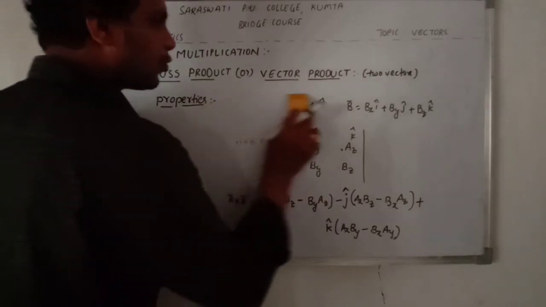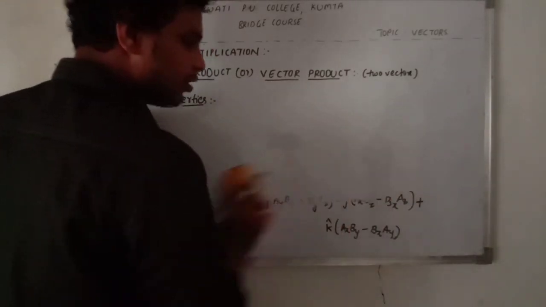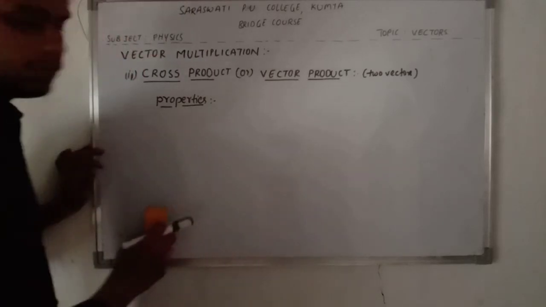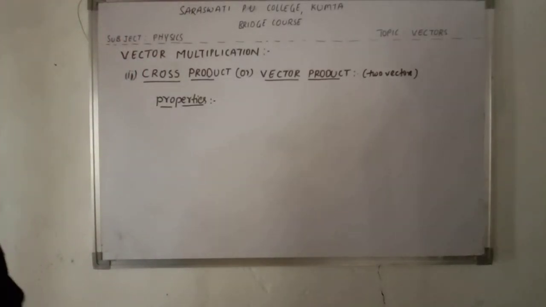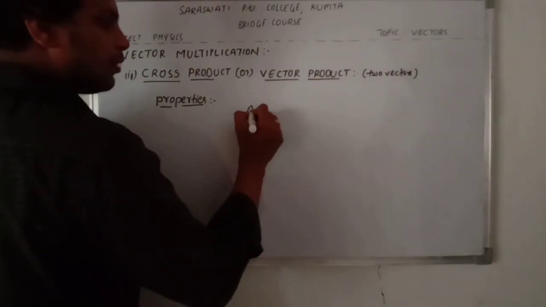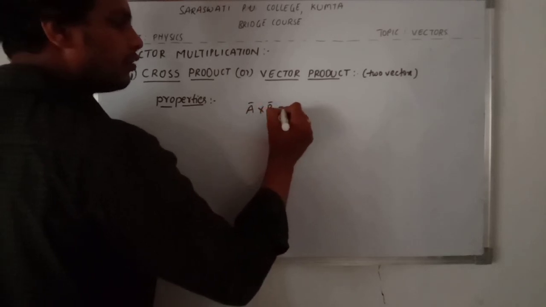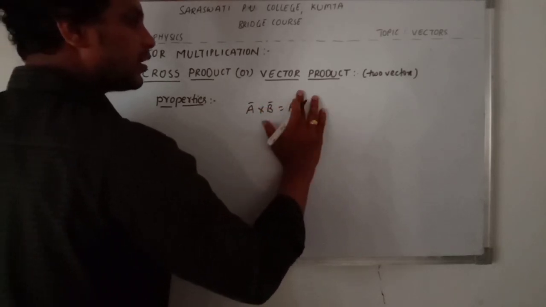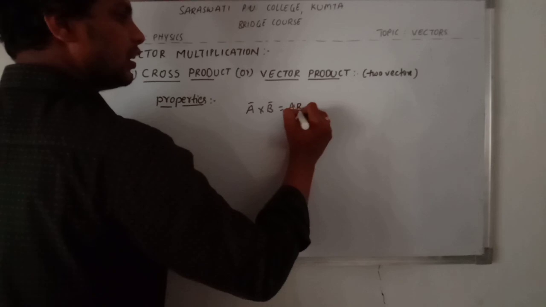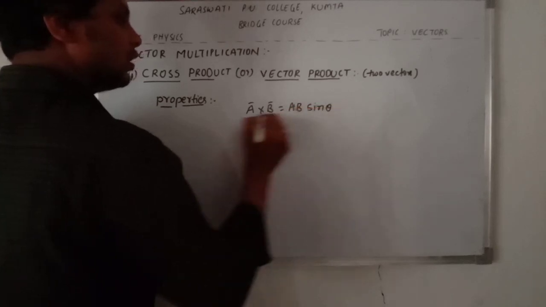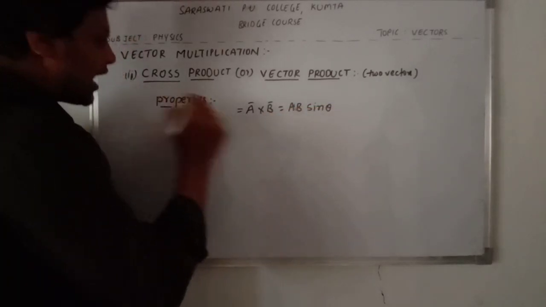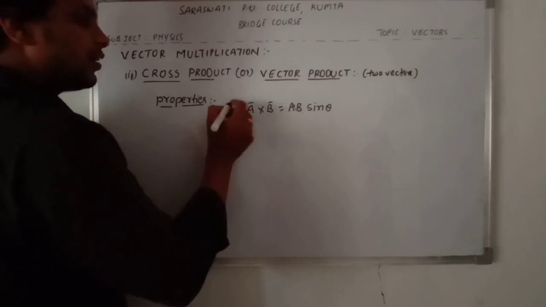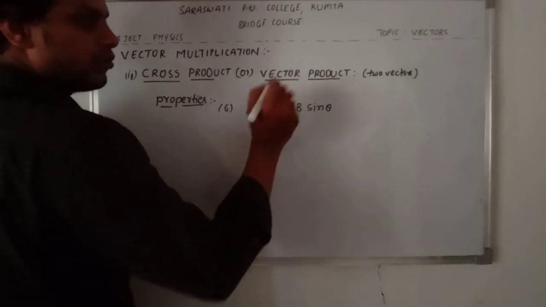Now I will go for the next property. Actually I have to discuss this property first. That is, the magnitude of a bar cross b bar is equal to ab sin theta. Now I will take this as r bar. So this is nothing but r bar.